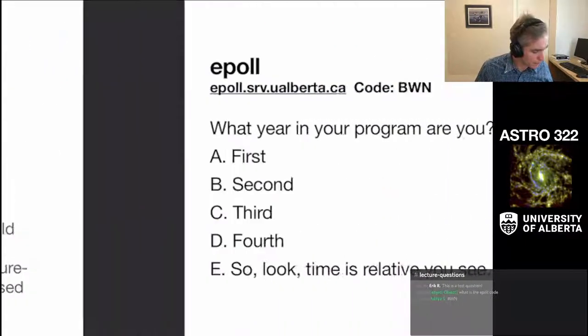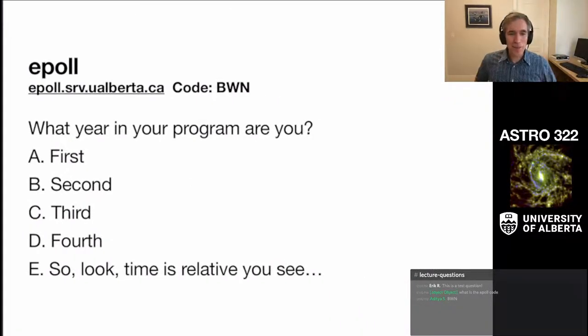So I wanted to start out with some getting-to-know-you questions. These are run through ePoll. So if you log into epoll.serve.ualberta.ca and enter code BWN, I can start to ask some questions here. And I'm going to unleash the poll. And you all should be, it's working. People are alive. That's fantastic. So I'm going to get some questions in.